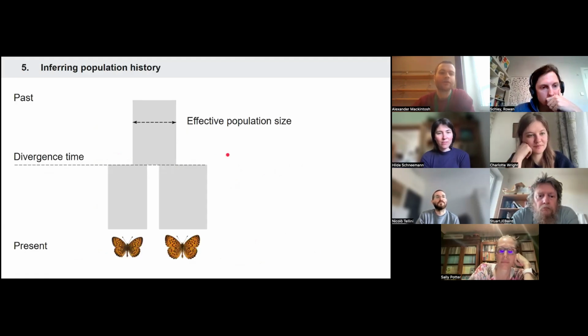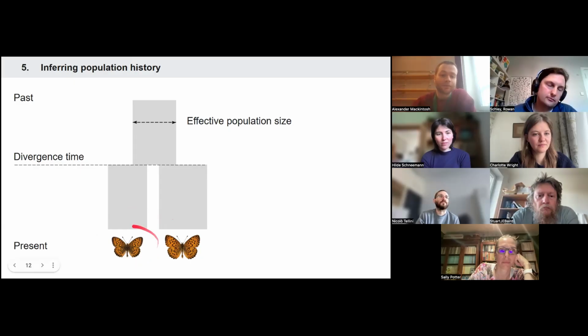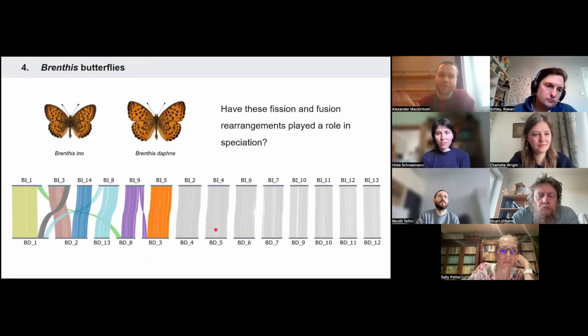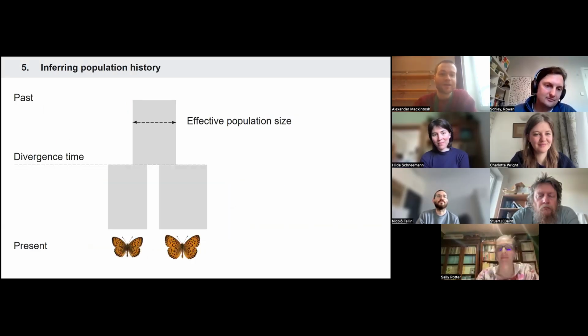And so how we can do this is that we can start by trying to get a simplistic but useful model of the speciation history for Brenthis ino and daphne. And so I'll forget these rearrangements for the next 5-10 minutes, but I promise that I will come back to them. This is going back to chromosomes. But if we just focus on this population history for now, what we want to do is learn about effective population sizes, but importantly also the divergence time of these two species.